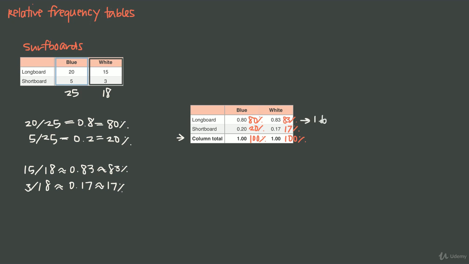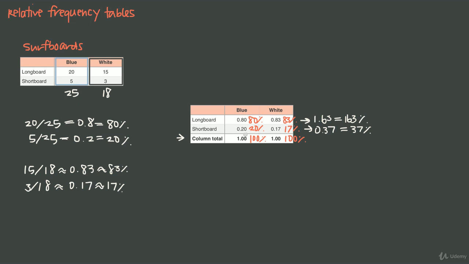Notice that if we try to sum across the rows now, we get 0.8 plus 0.83, or 1.63, also known as 163%. And across the shortboard row, we get 0.2 plus 0.17, which is 0.37, also known as 37%. And this just doesn't make any sense at all. It doesn't make sense that longboards are 163% of our surfboard population. The reason these don't make sense is because we didn't look at the rows, we looked at the columns.